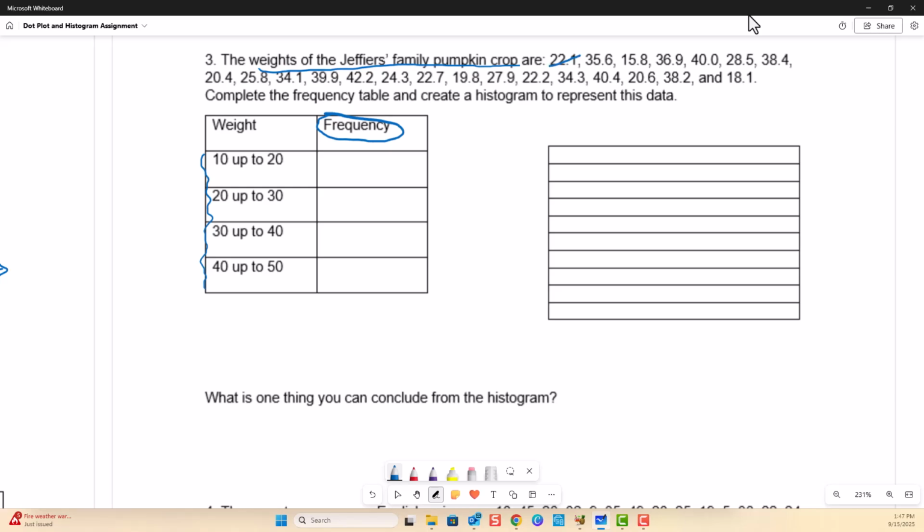22.1 in the 20 up to 30 category. 35.6, 30 up to 40, 15.8, 10 up to 20, 36.9 is going to go in the 30 up to 40. Now this one is 40.0. That "up to" does not include it. So 40.0 is going to go in 40 up to 50.